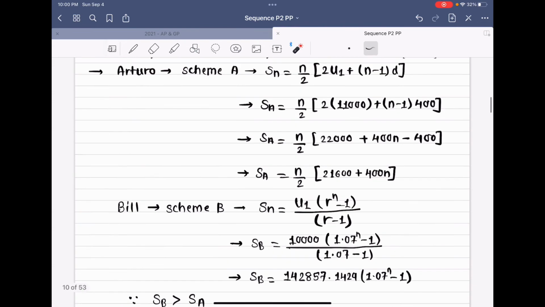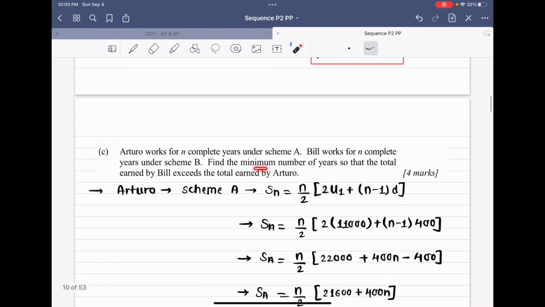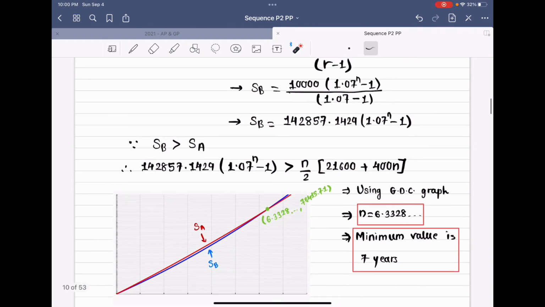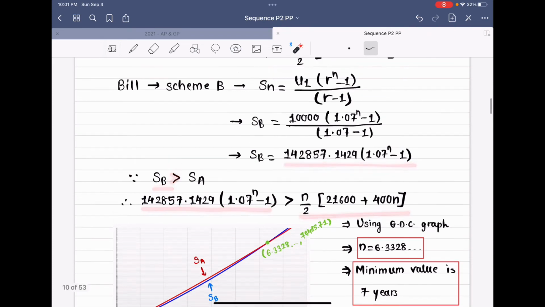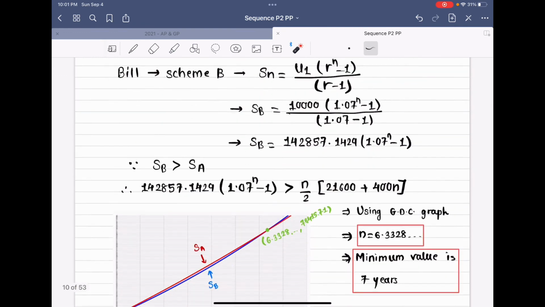Now what is happening? The question says find the minimum number of years so that the total earned by Bill, that means scheme B, exceeds, meaning greater than, scheme A, that is Arturo. So I know my condition: SB should be greater than SA. My SB is this amount I'm writing here, greater than my SA, that means this is scheme A.